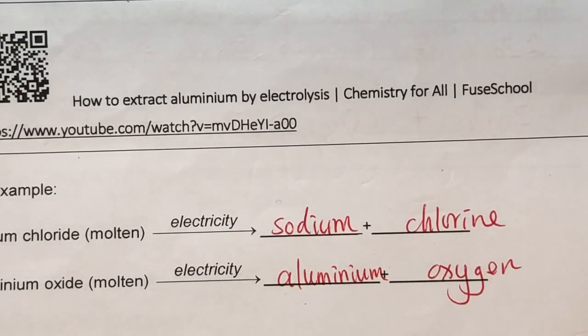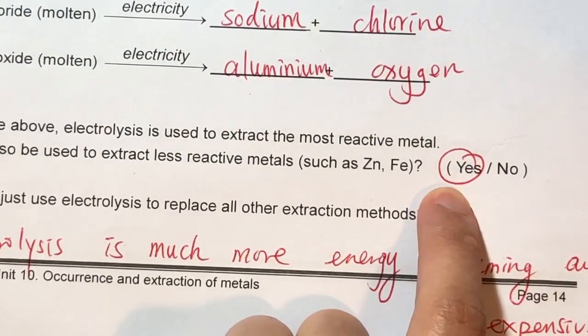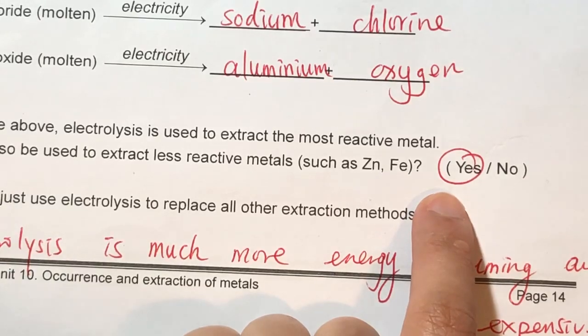So do you think electrolysis can be used to extract the other metals? Of course, yes. Electrolysis is the most powerful method. It can actually separate all kinds of metal from their compounds.